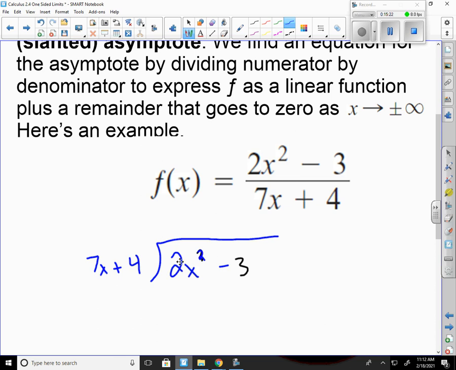So how would I get to 2x squared if I have 7x? I would have to multiply by the fraction 2/7 x. Because 2/7 x, 7 times 2 is 14. 14 divided by 7 is 2. So then this now makes this minus 2x squared. X times x, it's the x squared. Now I have to multiply the 4 times 2/7 x. So that would give me minus 8/7 x.